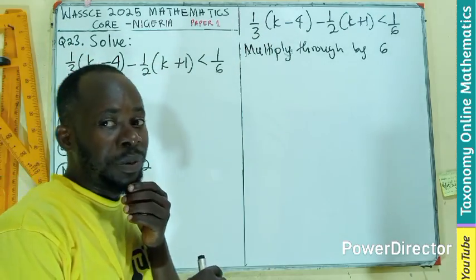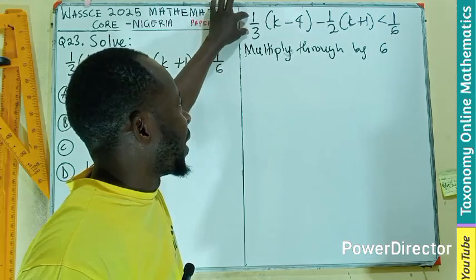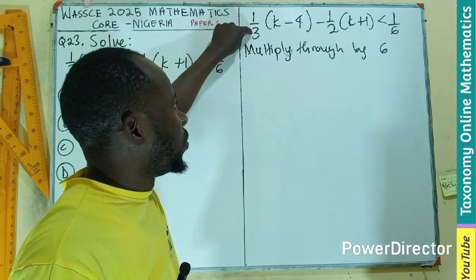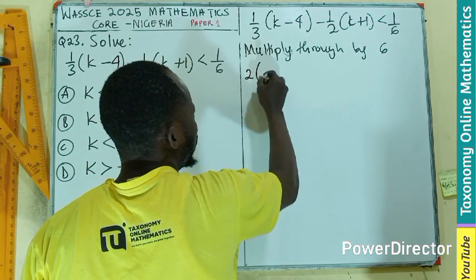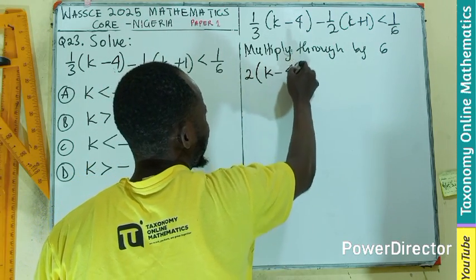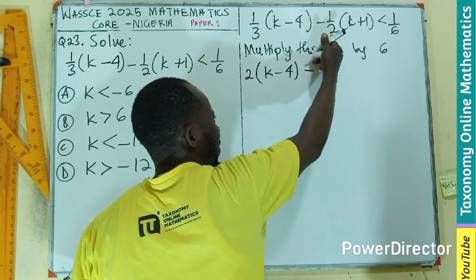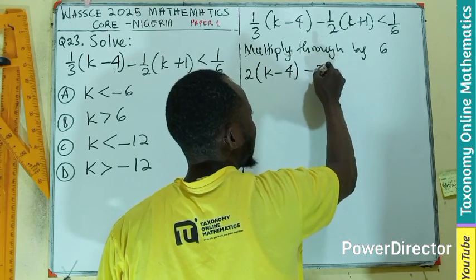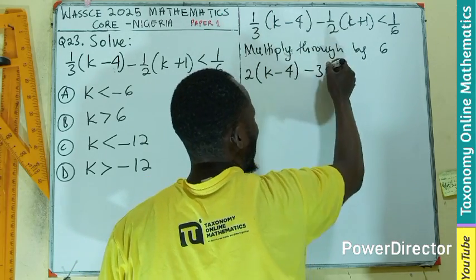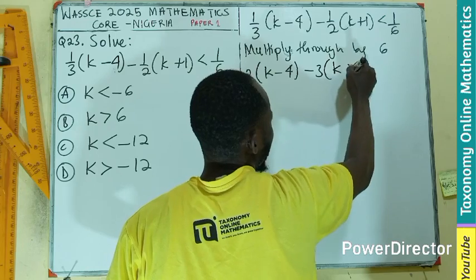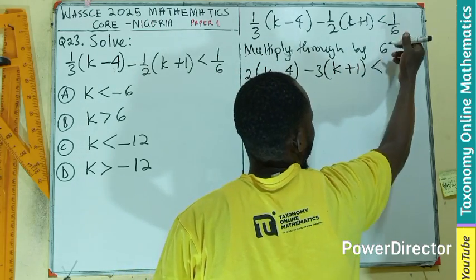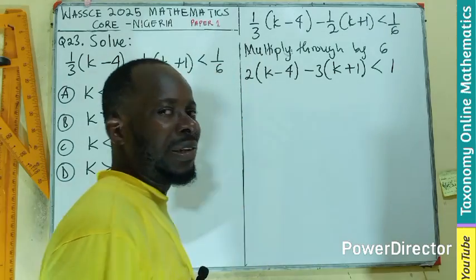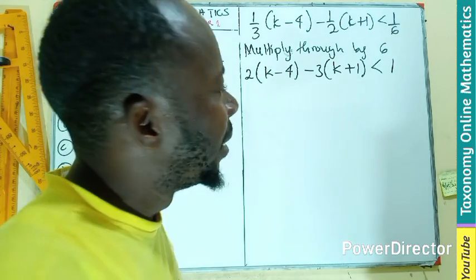I'm not going to show the multiplication. When you multiply by 6, it goes into 6 two times, so we are left with 2(k − 4). For the second term, 2 goes into 6 three times, times 1, and we still have (k + 1) to multiply, so 3(k + 1), less than what? 6 multiplied by 1/6 gives only 1.